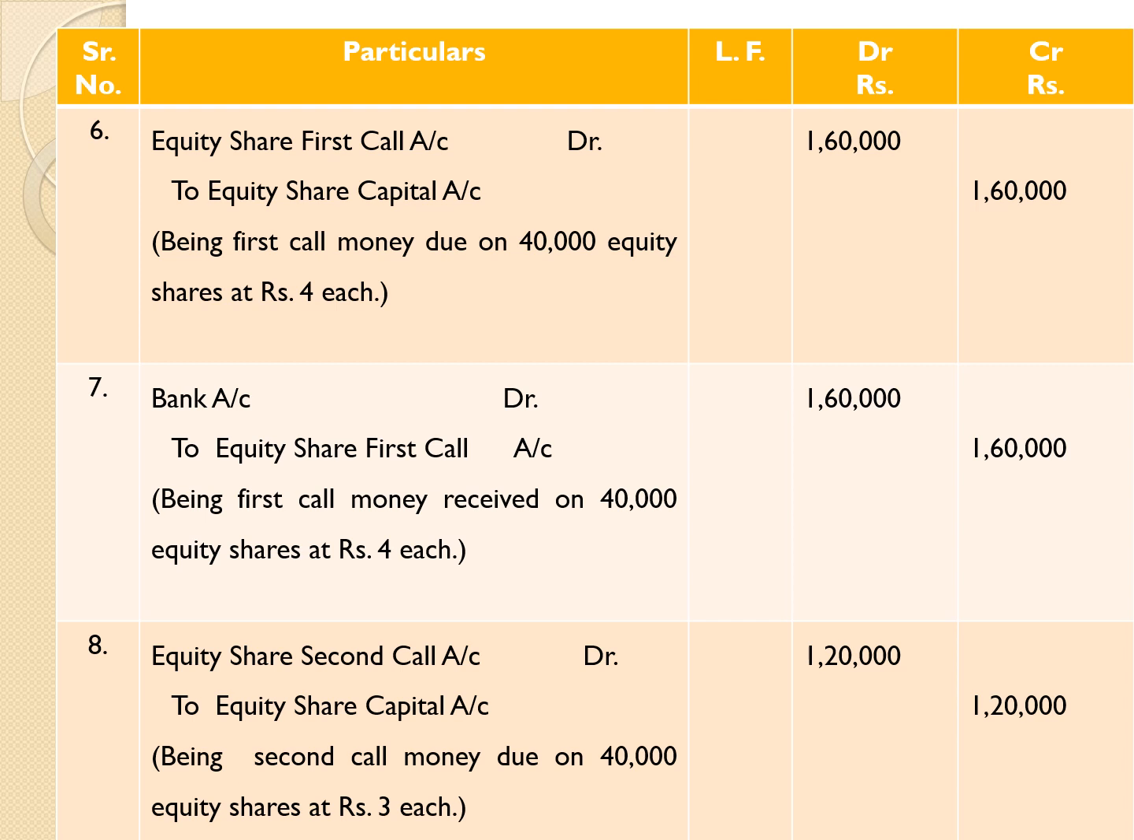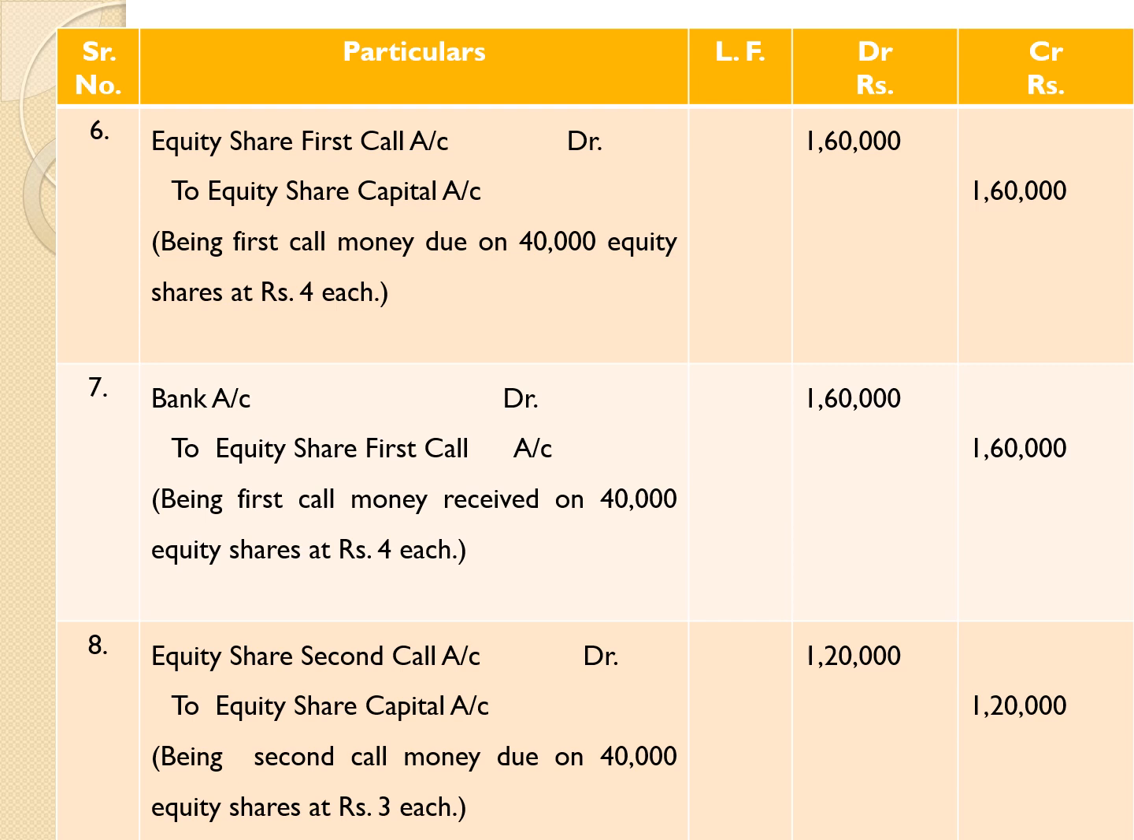It means the amount due on the second call is 1,20,000. The account on which the amount is due is debited. Here the amount is due on the second call, so the second call account is debited. We write equity share second call account debit 1,20,000, whereas we give credit to the capital account named equity share capital account 1,20,000.